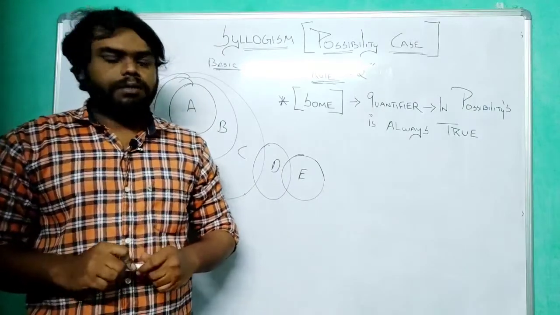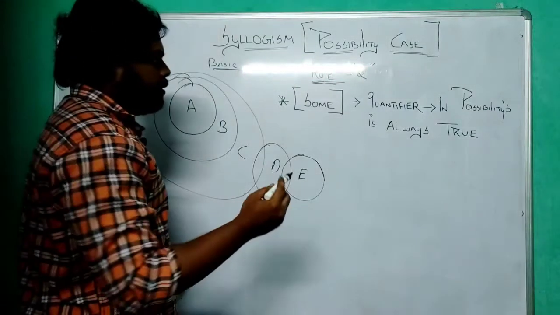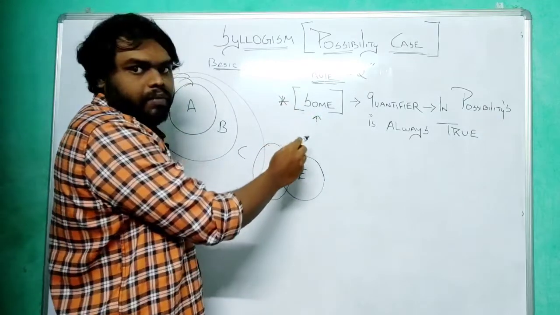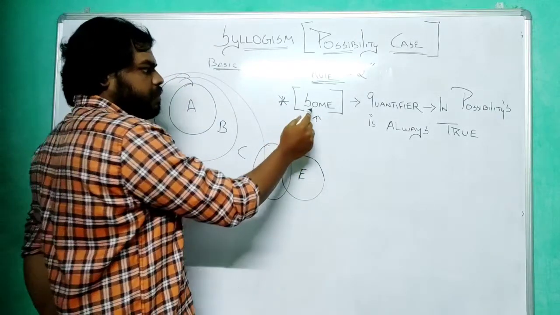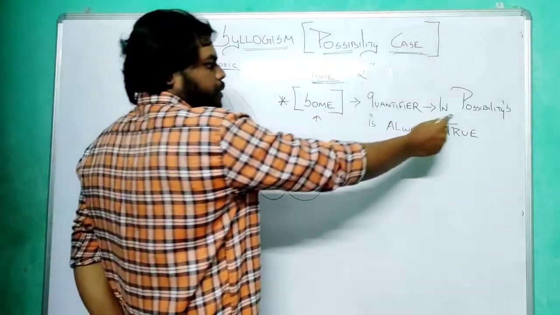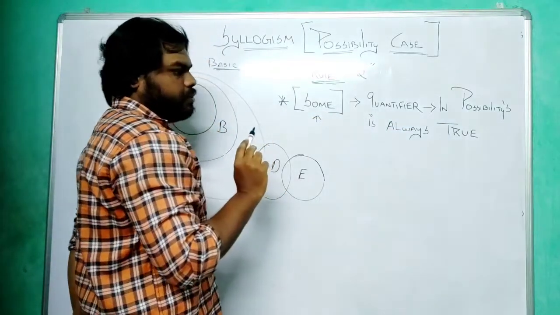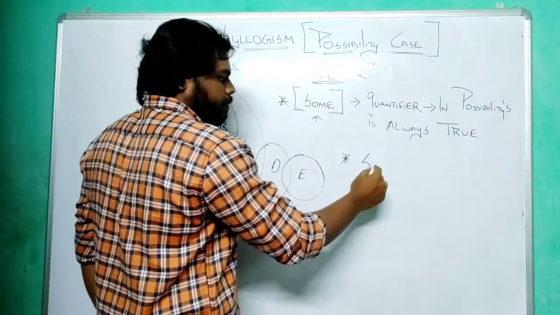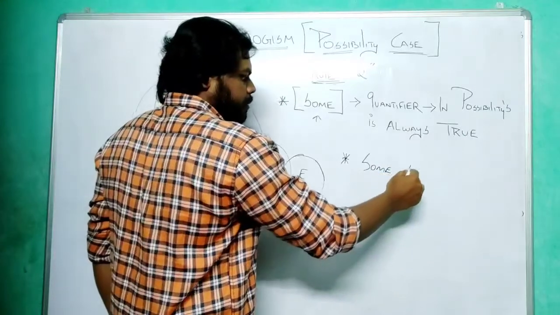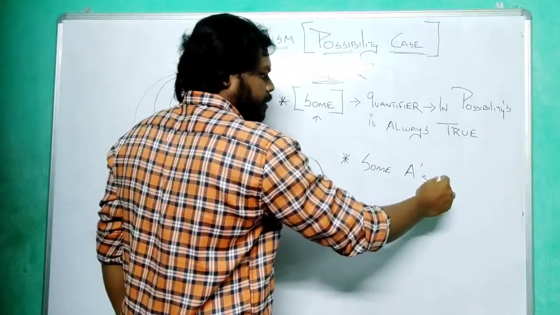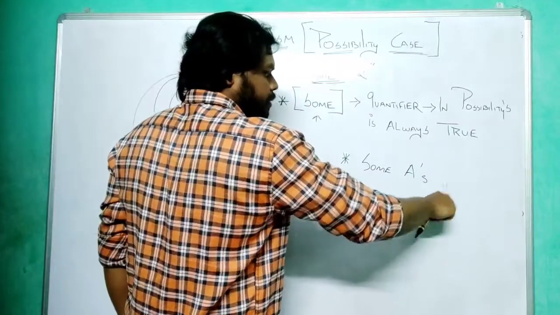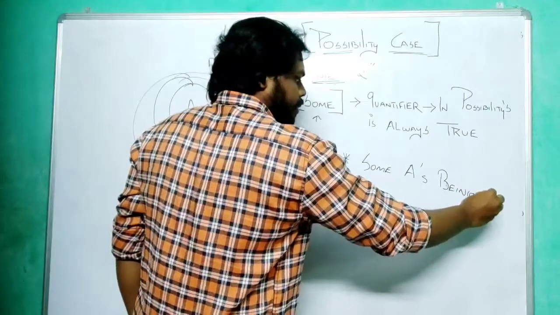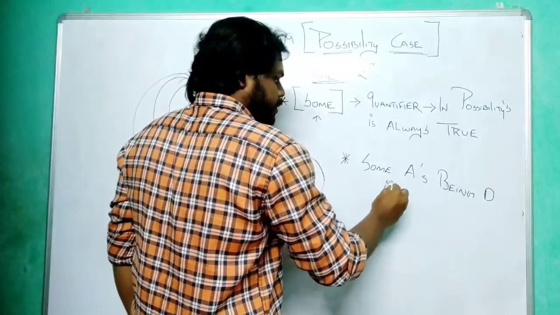Yes, the second rule is more or less similar to the first rule. The difference is, we had all here and we now have some here. The second rule says, if you see some quantifier in a possibility case, it is always true, right? For example, if I say some A being D is a possibility.